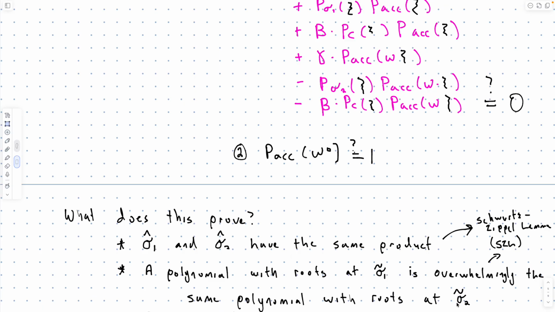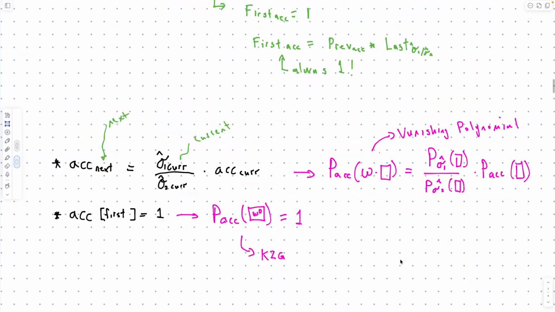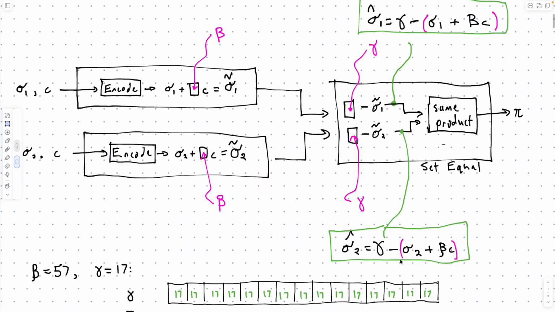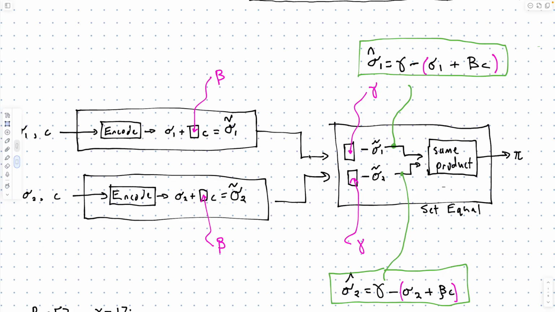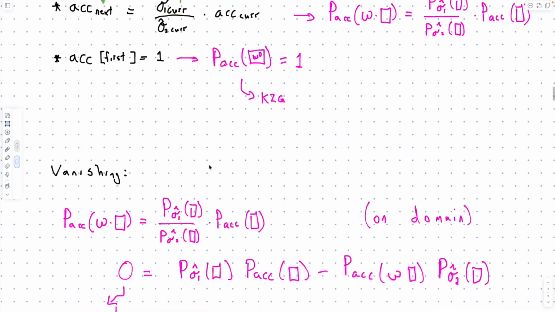What are these two polynomials? These two polynomials are what's on the wire here, basically. So what I've proven is that these have the same product here, and then that proves that if I do this roots trick, all of these are set equal. Now I'm basically back tracing all the way back to the start.